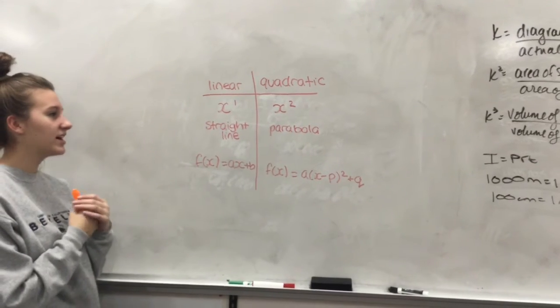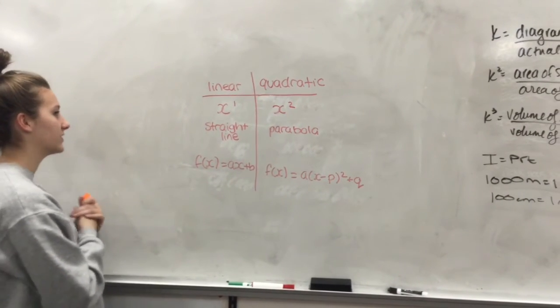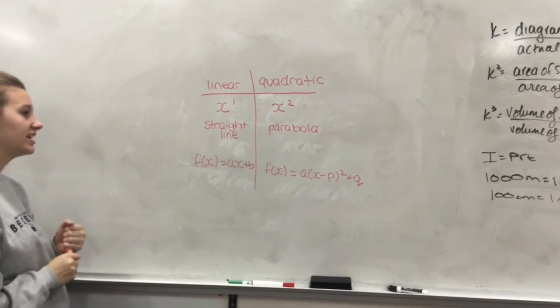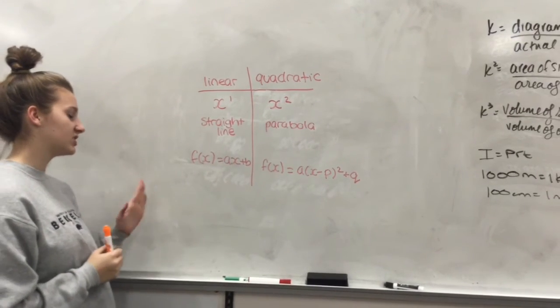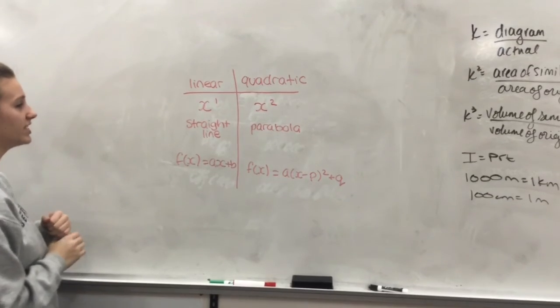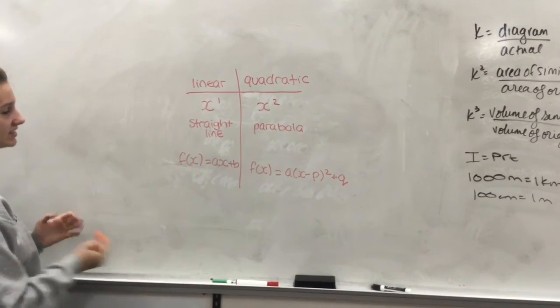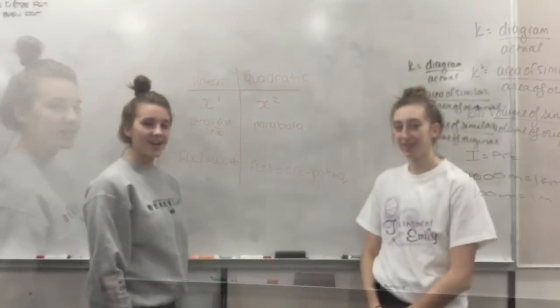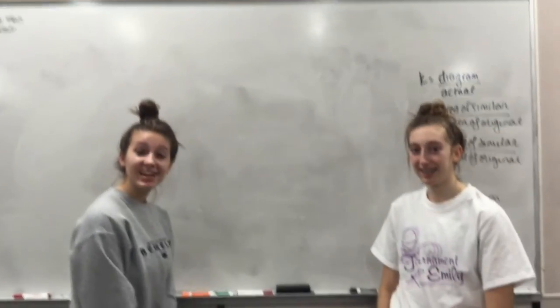Alright, and to sum things up, we always have to remember for linear, x is going to be to the power of 1, and it's always going to be a straight line, and this is our final equation. And for the quadratic, x is always going to be to the power of 2, it's going to be a parabola, and this is our final equation as well. Alright, so I hope you guys have a better understanding now.